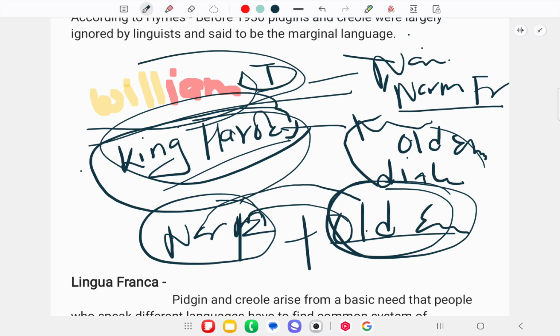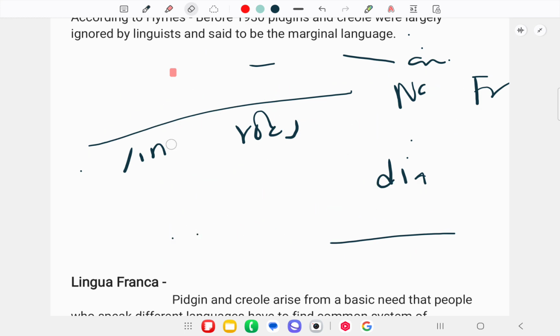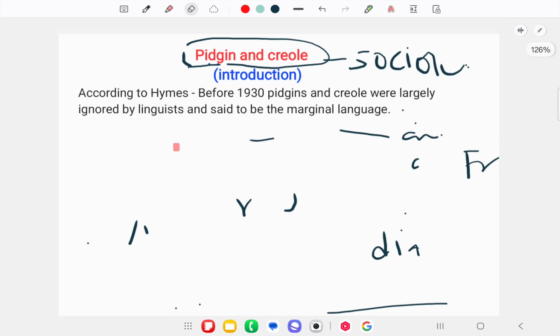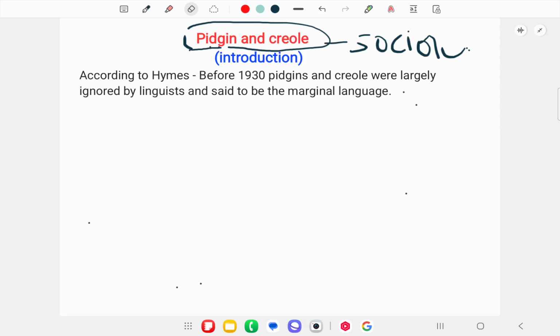The terms Pidgin and Creole belong to the same phenomena. When we talk about the Pidgin and the Creole languages, according to him, before 1930 Pidgins and Creoles were largely ignored by linguists and said to be marginal languages.